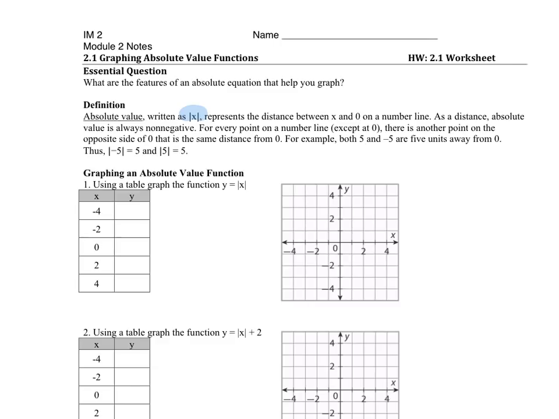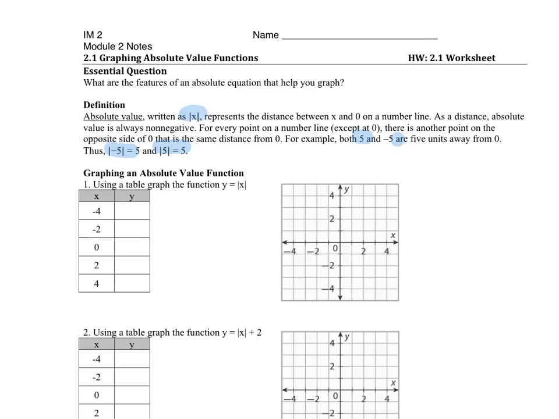For every point on a number line except 0, that's where we get just 0, there's a point on the opposite side of 0 that is the same distance from 0. So 5 and negative 5 are 5 units away from 0. That's why we get these two statements here. Okay, so to graph these now, we're going to start by using a table.